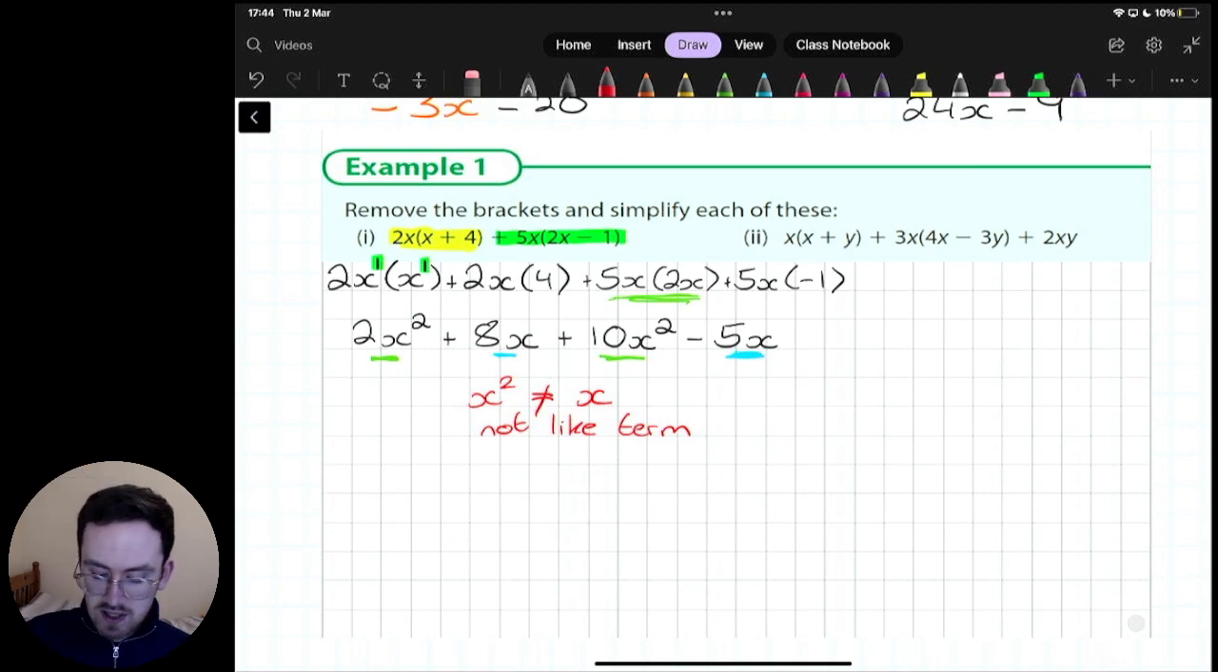So we just look at the x squareds. How many x squareds do I have altogether? Well, I have 2, and then I have 10. So altogether, I have 12 x squareds. How many x's? Well, I have plus 3x.